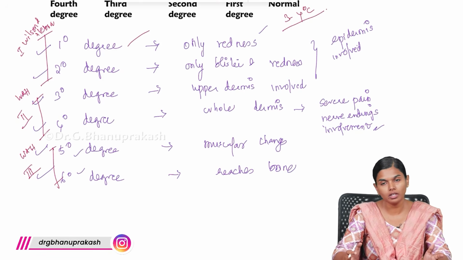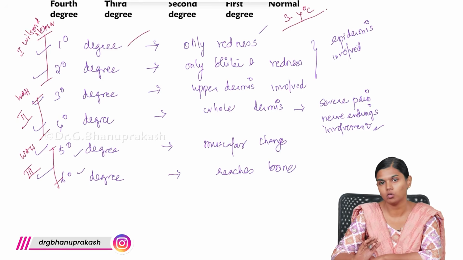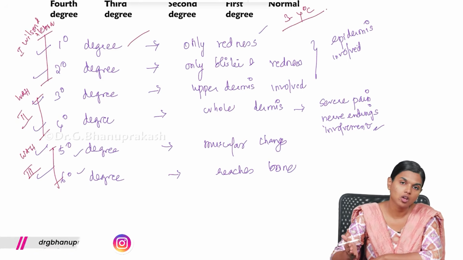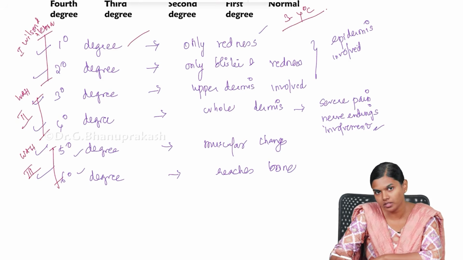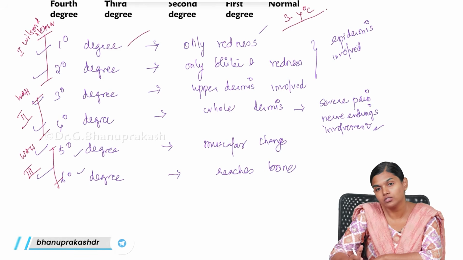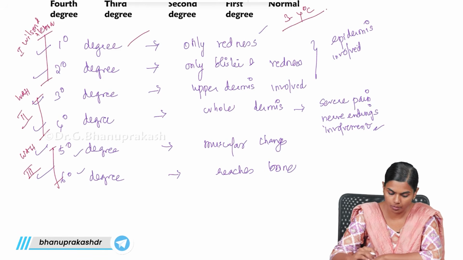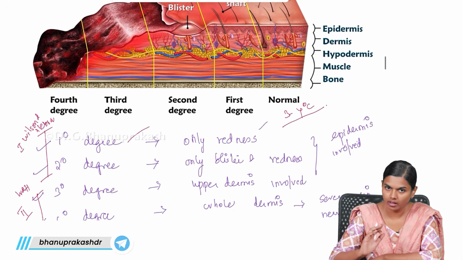So it will not be clear cut, only dermis is involved, only muscle is involved. We cannot say like that. In a few places only muscle will be involved, in a few places along with that bone will be involved. So you have to say it is fifth to sixth degree, like that we usually write in the PM report. So this is the main classification.